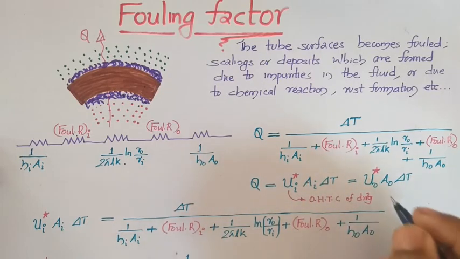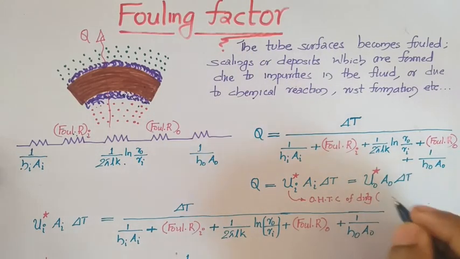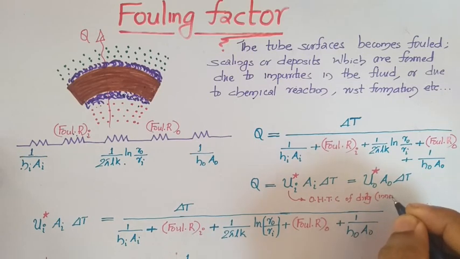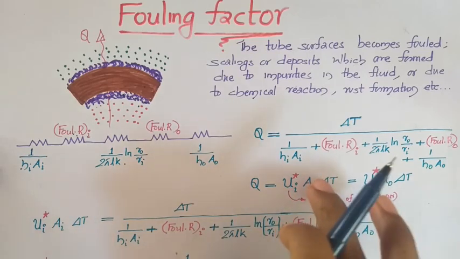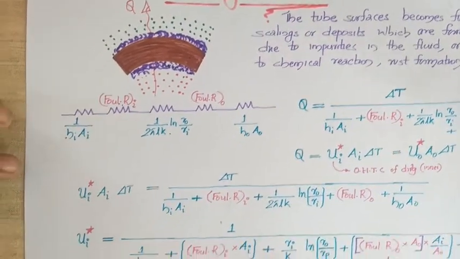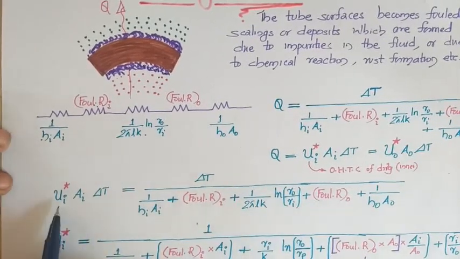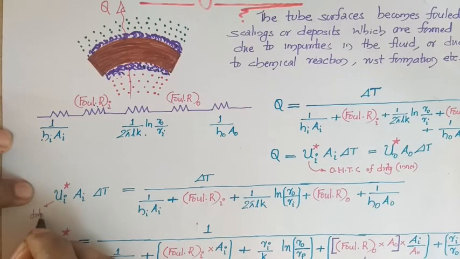This Ui star will be based on the dirty pipe, based on the inner area, and Uo star will be representing the overall heat transfer coefficient based on the outer. This will be based on the outer. So if you are equating these two equations, then you can find the expression for Ui star inner and Uo star outer. First you will be finding the overall heat transfer coefficient of the dirty pipe. Star means dirty pipe.